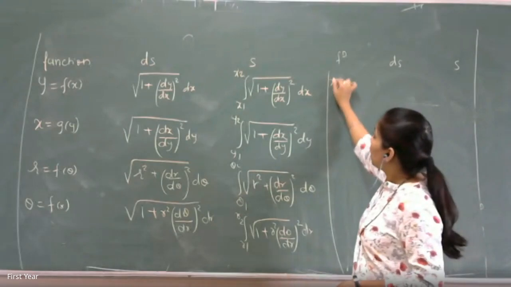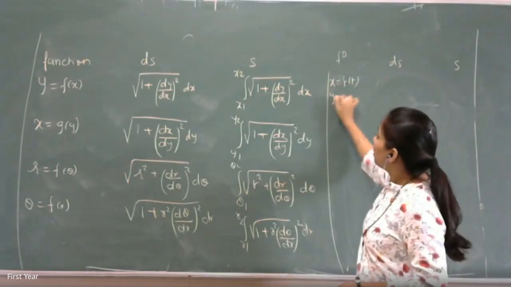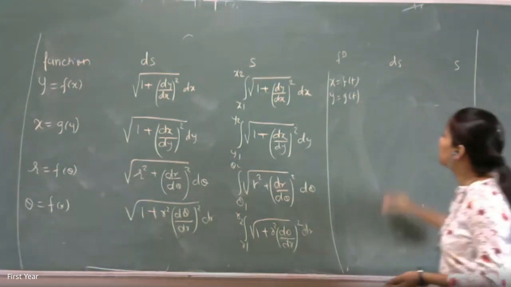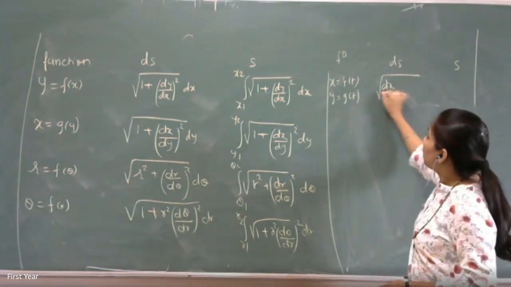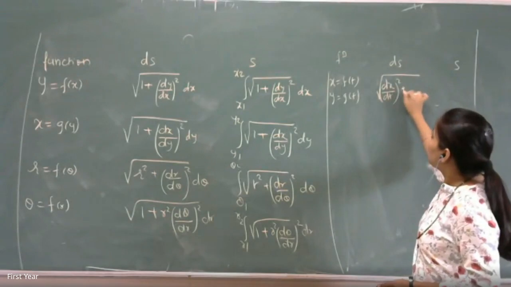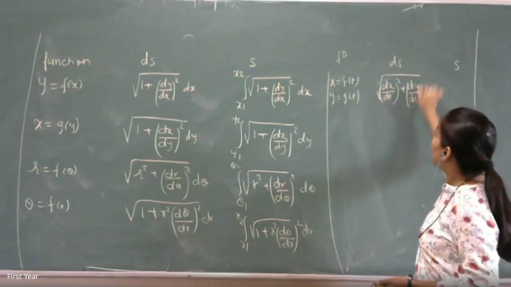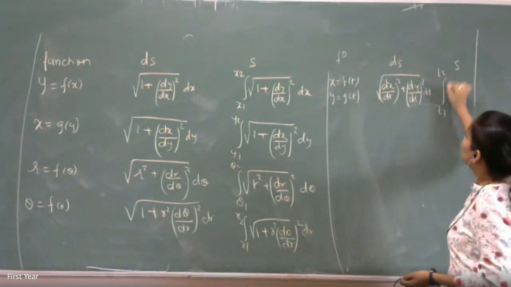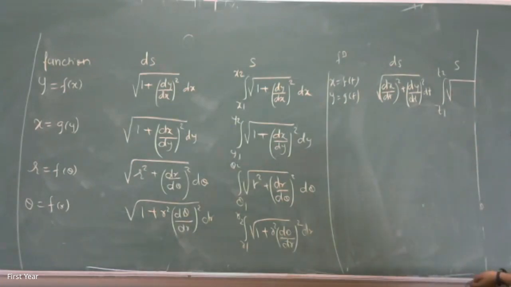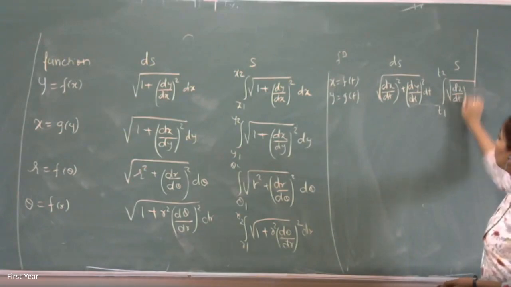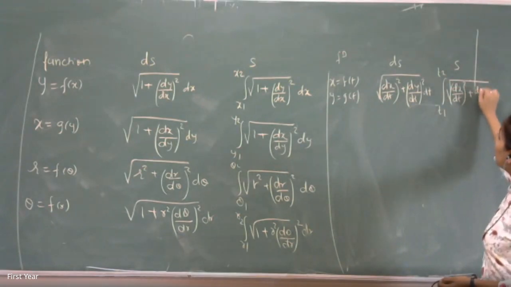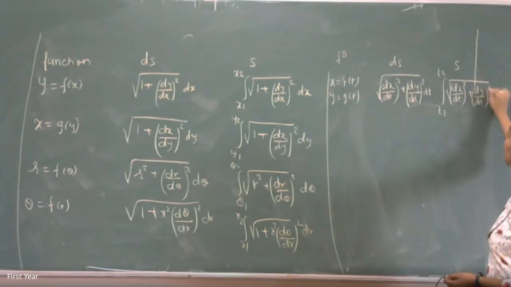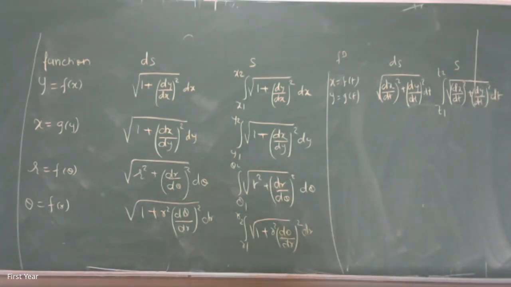So, if your function is x is equal to f of t and y is equal to g of t, that is a parametric curve, then ds is square root of dx by dt the whole square plus dy by dt the whole square into dt. And here it is integration t1 to t2, same square root of dx by dt the whole square plus dy by dt the whole square into dt. All these formulas you can derive from the first one which I told you. So these are basically the 5 formulas which you require.